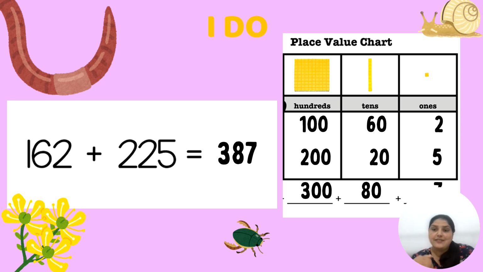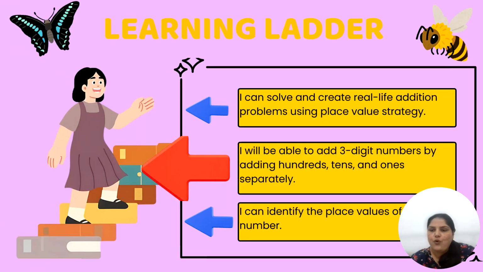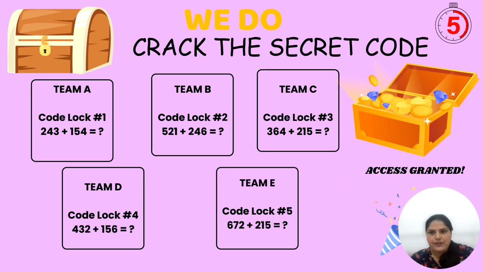Okay, so these are the steps. Like this, you get the answer. You have to follow these steps. Now they have to do those activities themselves. So I do is done. Now, next slide is we do. So in We Do, now because they are going to do that, that's why we are going to the next ladder. So I can add the three-digit number by adding hundreds, tens and ones. So for We Do, what we do, we take the activities.